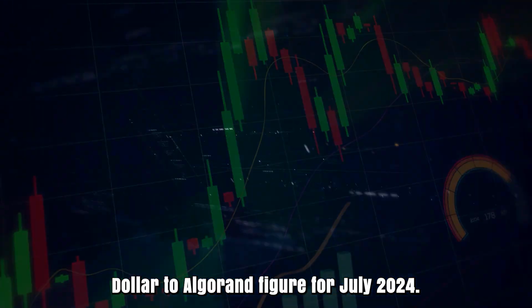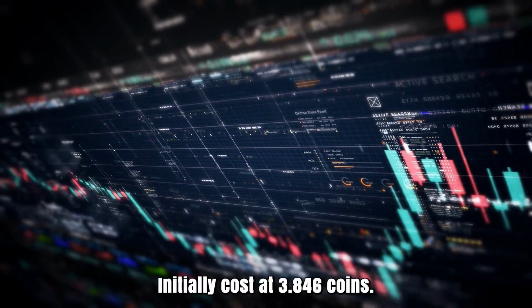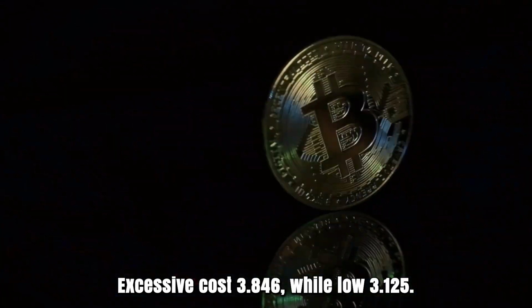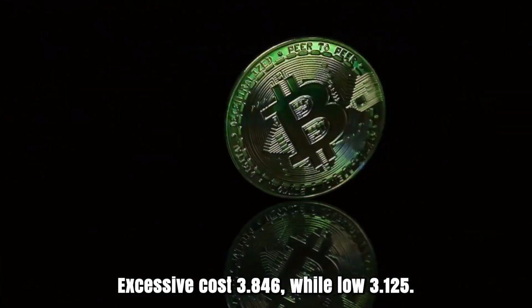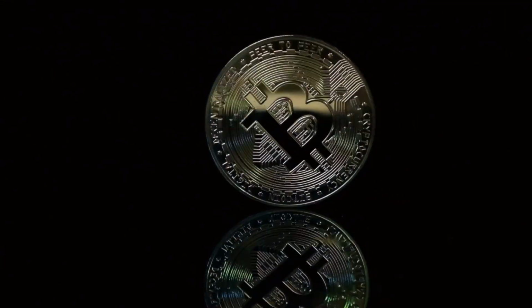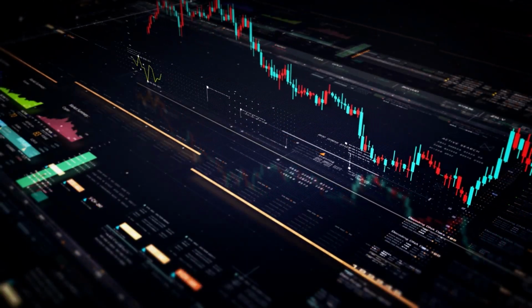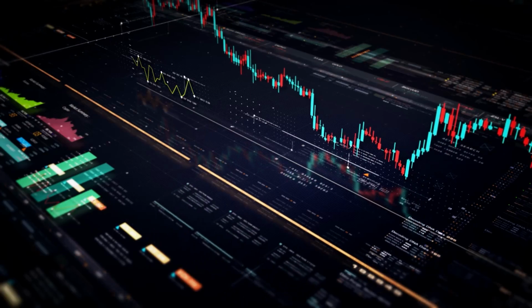Dollar to Algorand figure for July 2024. Initially cost at 3.846 coins. Excessive cost 3.846, while low 3.125. They arrived at the midpoint of cost 3.538. The US to Algo figure toward the month's end 3.333. Change for July 13.